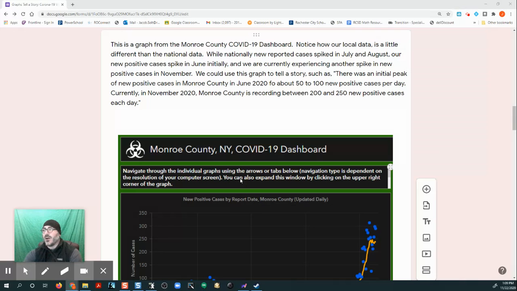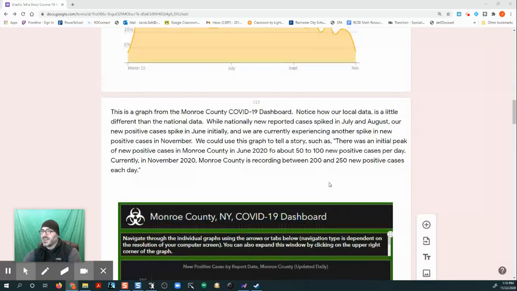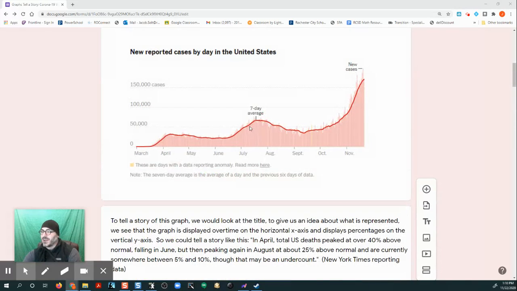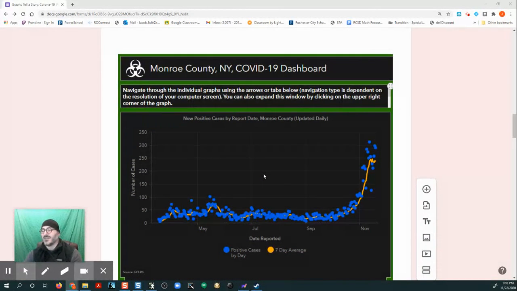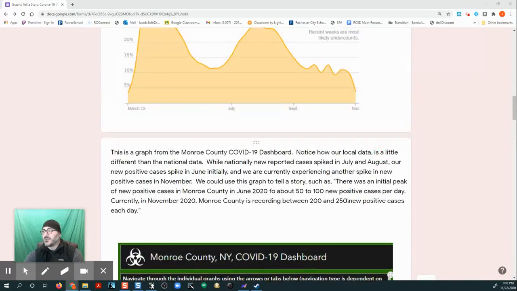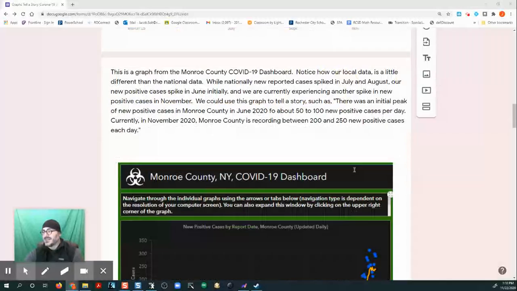And I want you to notice how our local data is a little bit different from the national data, right? We have our peak in June, and now we're going up, whereas nationally, they had a peak in July. So our peak was sometime in June. The national peak was sometime mid-July. So our data locally is a little different than the national. But this curve here in November seems to be pretty much in keeping with what's going on nationally. So, all right.